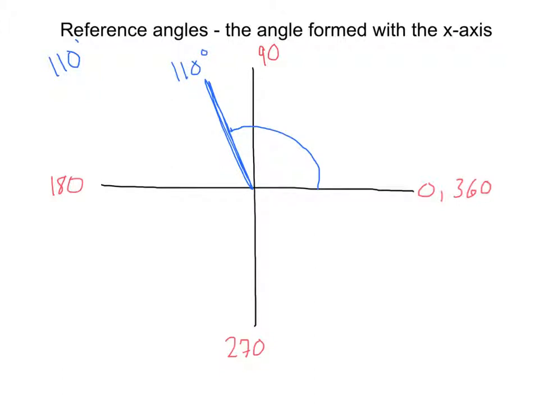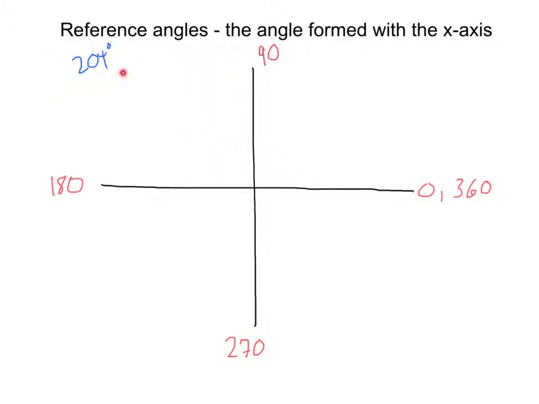I want to find the angle formed with the x-axis. This would be this angle right here. I know that this is 180, so since this is 110, all I have to do is subtract 110 from 180, which is going to give me my reference angle of 70 degrees, right? Because 110 plus 70 will give me 180.